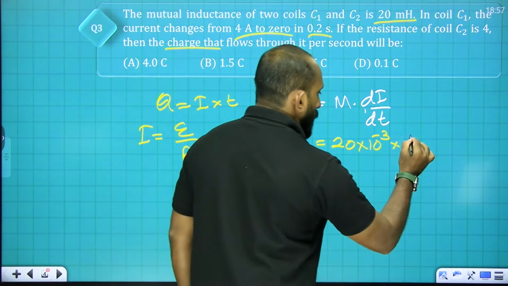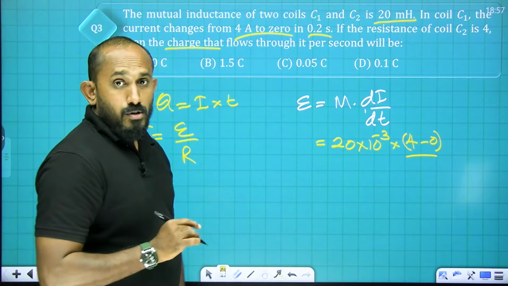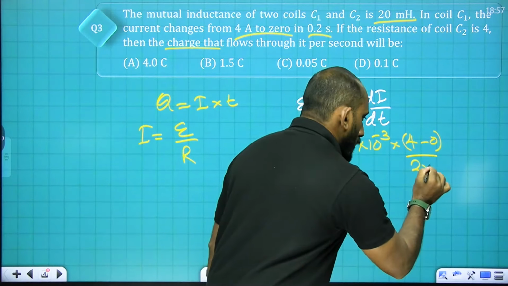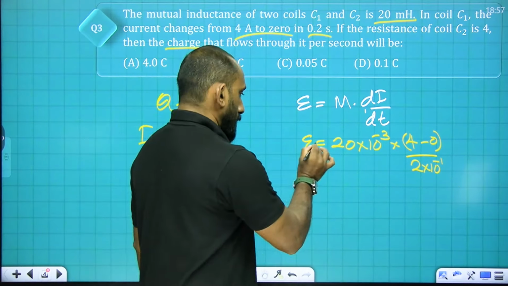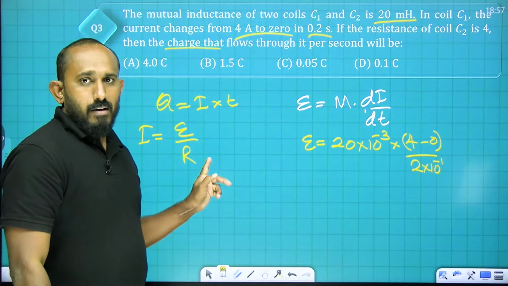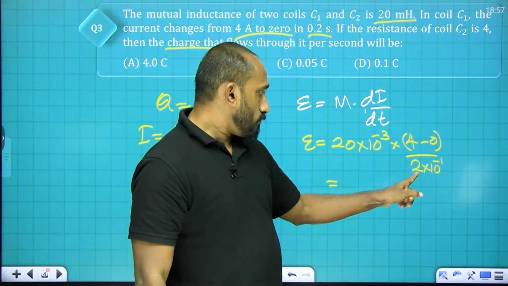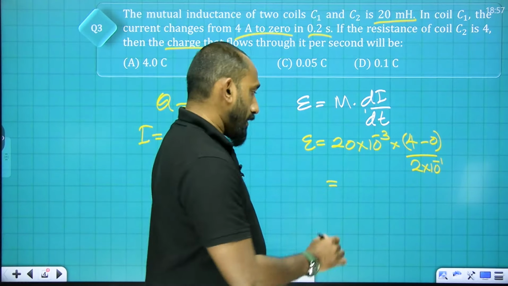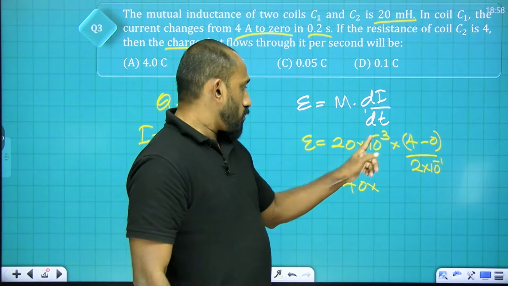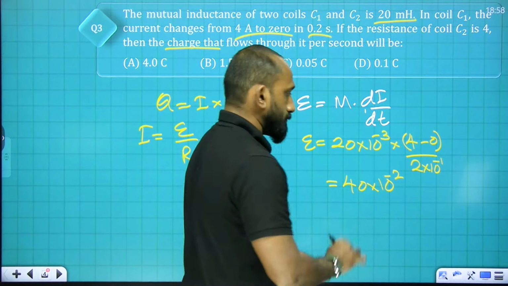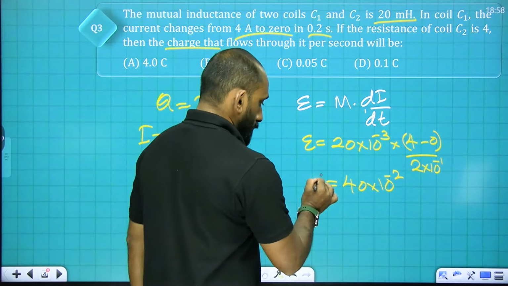So 4 is the change. 4 minus 0 is 4, divided by the time given, 0.2 seconds. So I'm putting it as 2 into 10 raised to minus 1. That is E. Now I will be what? E by R we have. So let's see how much E will become. 4 minus 0 is 4 only. 4 by 2 is 2. 2 into 20, that is 40, into 10 raised to minus 1, you take it up, so it will be 10 raised to minus 2. 40 into 10 raised to minus 2 is the EMF induced.